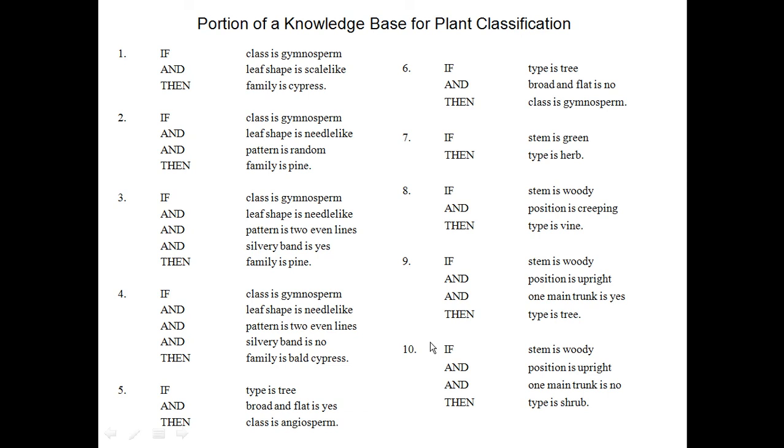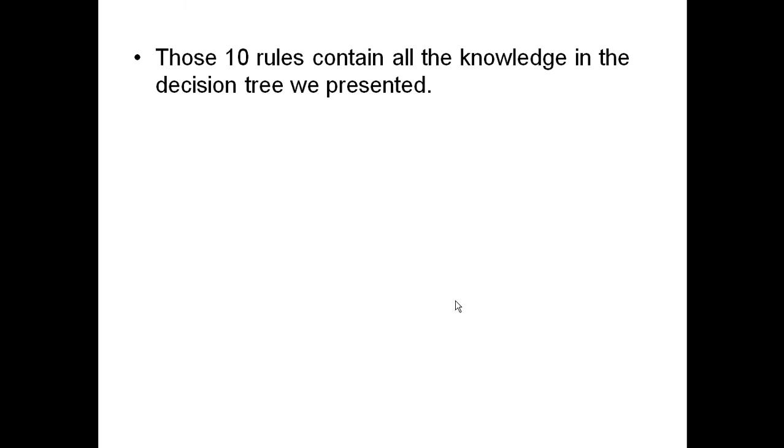Actually, these 10 rules contain all the knowledge that is in that decision tree. In other words, I can create that decision tree. There was a partial decision tree, but I can create it from these rules, and I can create these rules from that decision tree. Now, what is the difference between the two? The decision tree gives us a way to start at the top and go to the bottom and tell us what the family is. The set of rules doesn't enable us to do that. It's just a bunch of rules.